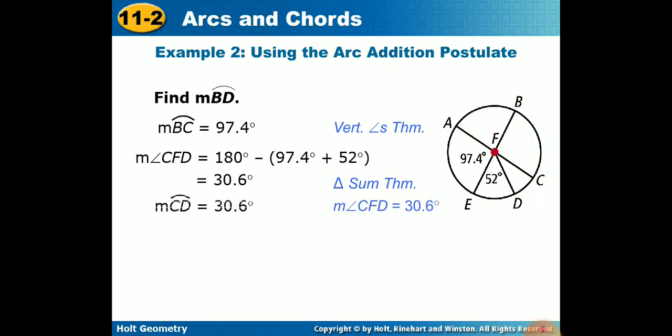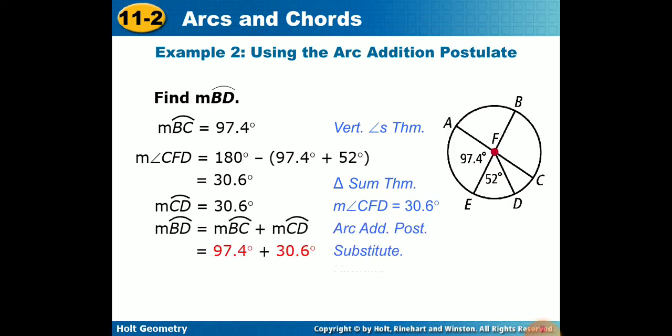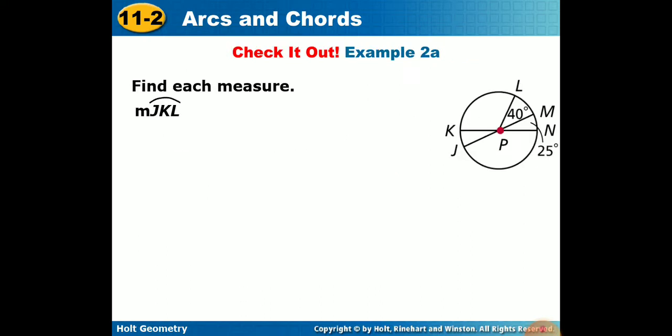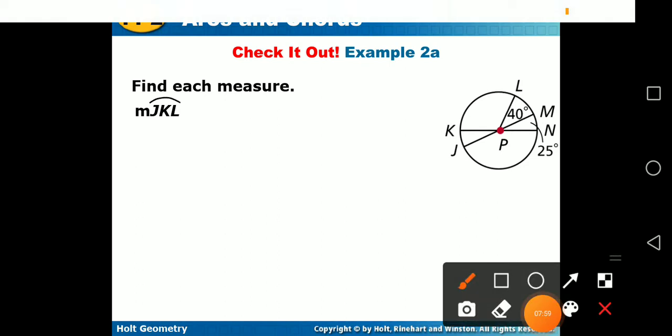Okay guys, 30.6 plus 97.4 will give you 128 degrees. Let's have another example. Find each measure. First of all, we're going to find measure JKL. The most important thing is to know the required JKL, what? Arc.